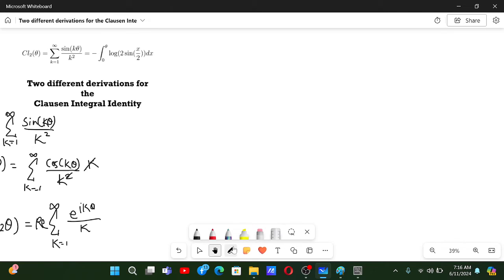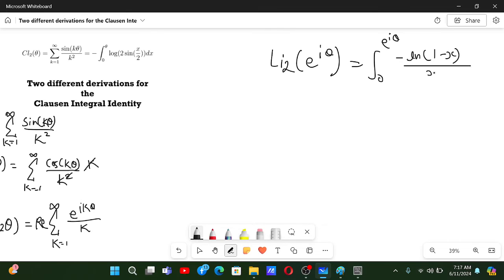So we will start with the Li2 of e to the power i theta, because we know its integral representation. That one is also derived basically from the log itself. So these are kind of the same, but let me do it. Integral from 0 to e to the power i theta of minus ln of 1 minus x by x dx.